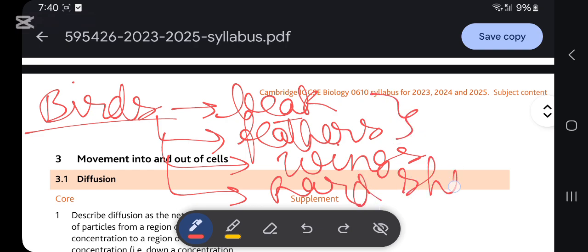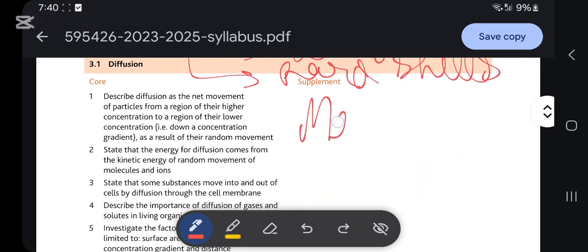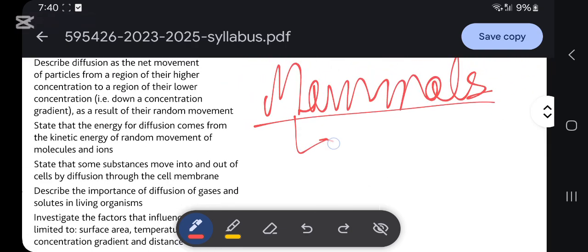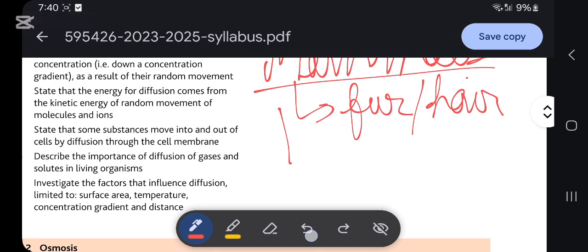Okay, hard shells. So this was all about vertebrates. And another vertebrate, mammals. Mammals have many distinctive features. What is one distinctive feature? Fur or hair. They will give you a picture and ask what is evidence that this is a mammal. You can say fur or hair, and even external ear, pinna, whatever you say.